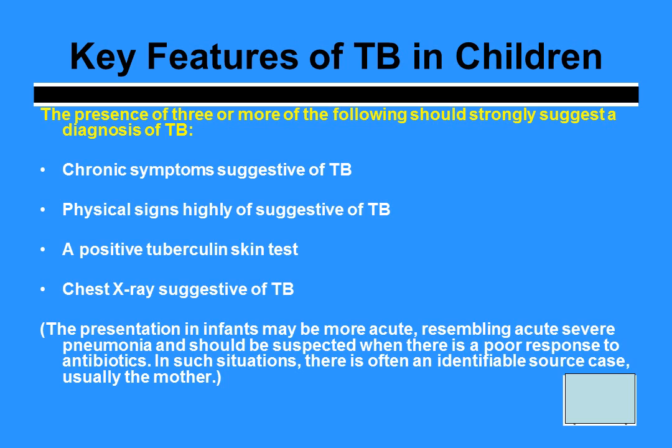What are the key features of tuberculosis in children? The presence of three or more of the following should strongly suggest a diagnosis of tuberculosis. If the baby has chronic symptoms suggestive of tuberculosis, if there are physical signs highly suggestive of tuberculosis, if you have a positive tuberculin skin test, that means the baby has been exposed to tuberculosis antigen before, and a chest x-ray suggestive of tuberculosis, then you should definitely screen this patient further for tuberculosis.